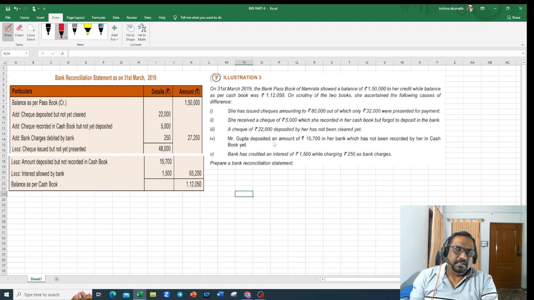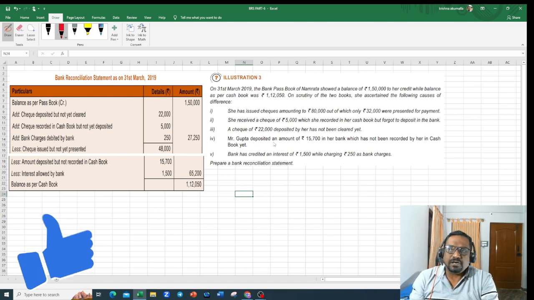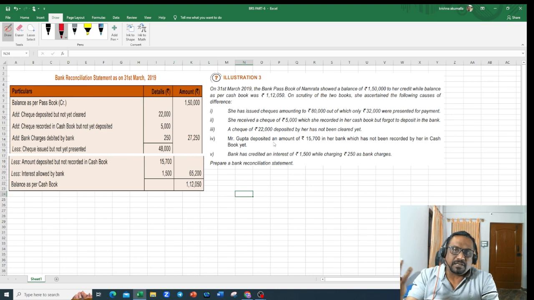Third one, a check of 22,000 deposited by her has not been cleared yet. She deposited 22,000 worth of check, but that was not cleared by the bank. That means the bank did not collect that amount from the customers. That is what she is trying to say.